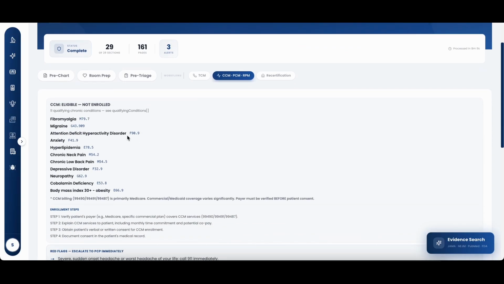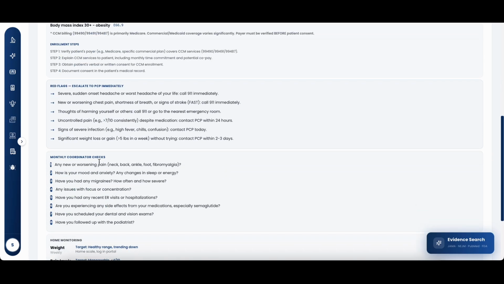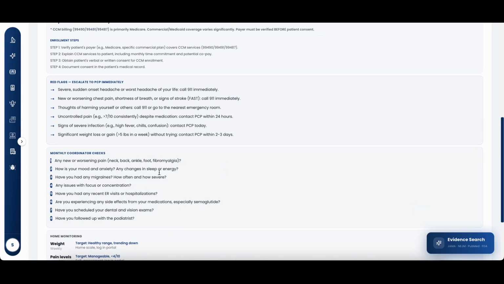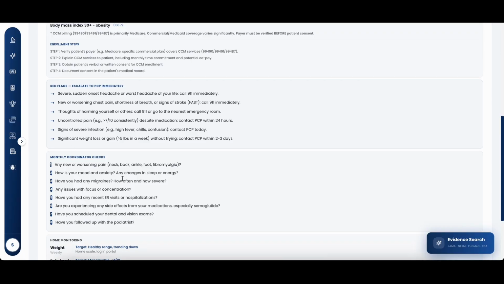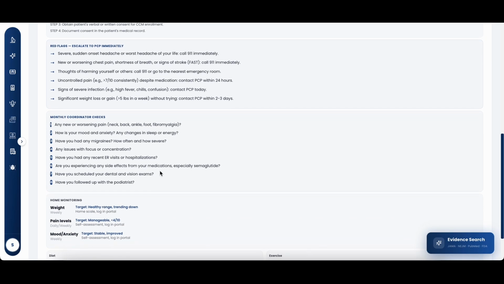Ongoing care management view. Determines applicable pathway. Tracks time and eligibility. Shows qualifying conditions and coding impact. Organizes coordinator workflow, escalations, and care plan. Focus is simple. Surface what matters for this patient before the visit, so the team can act quickly.